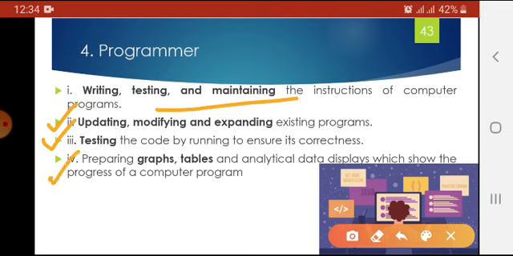and in the end, he may be preparing the graphs, tables, and analytical data displays which show the progress of a computer program. It means that the programmer starts from writing the code, then testing the code, and maintaining the code. So the programmer has three tasks: to write the code, to test the code, and to maintain the code for future purposes, to provide maintenance and support.